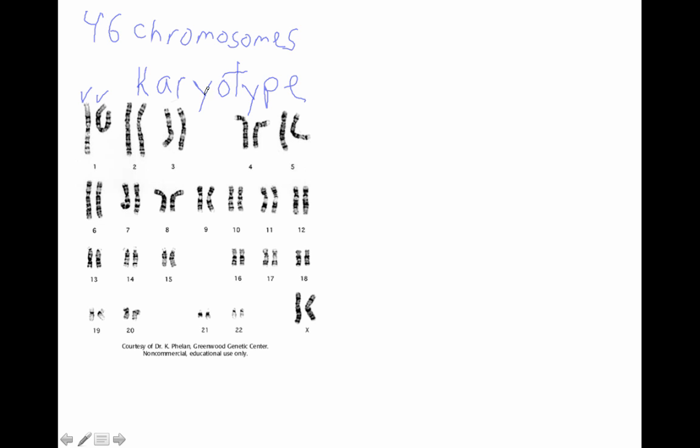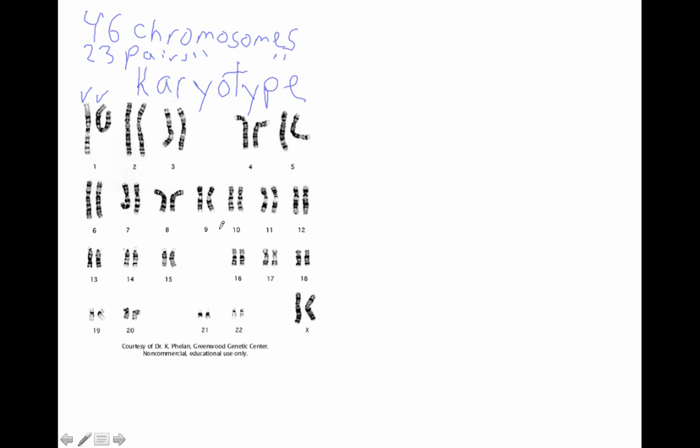You could also look at this as us having, I'm going to have to try to squeeze this in here, 23 pairs of chromosomes. Because we can see we have 2 number 1s, 2 number 2s, 2 number 3s, 2 number 4s, and all the way down the line.